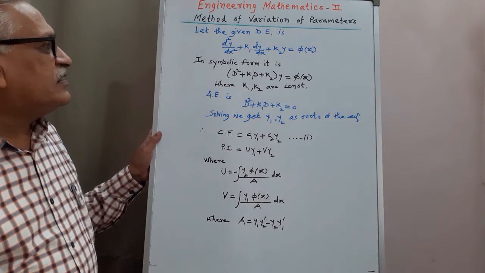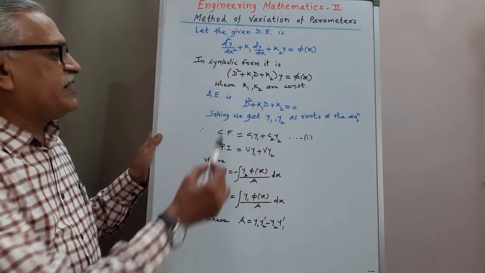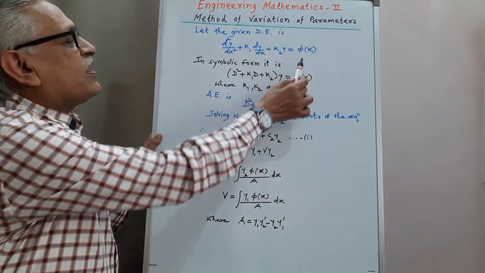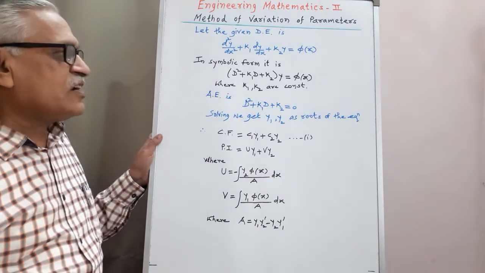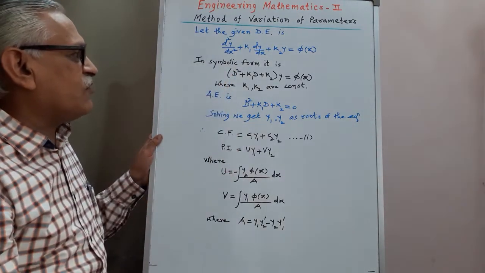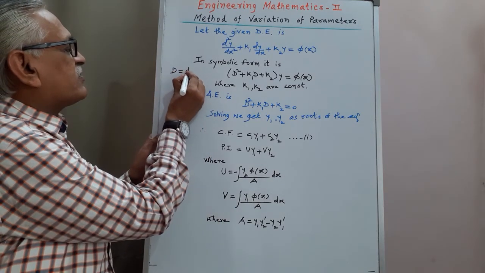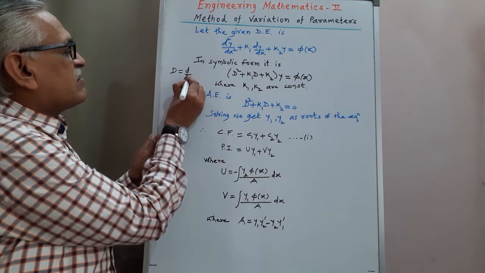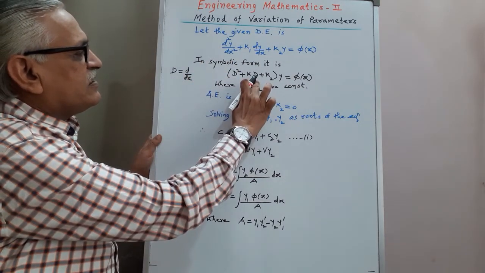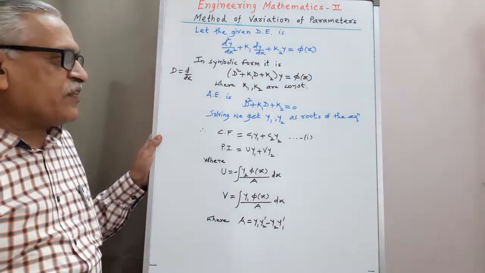Let us consider the given differential equation as d2y by dx square plus k1 dy by dx plus k2y equals some function of x, phi of x. Converting in symbolic form using capital D for the operator d by dx, we get (D square plus k1 D plus k2) y is equal to phi of x.